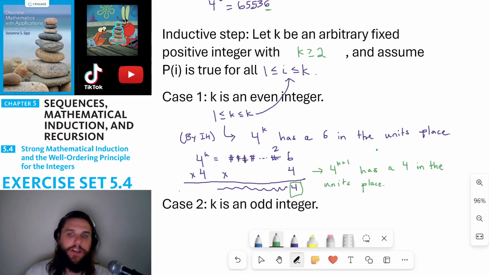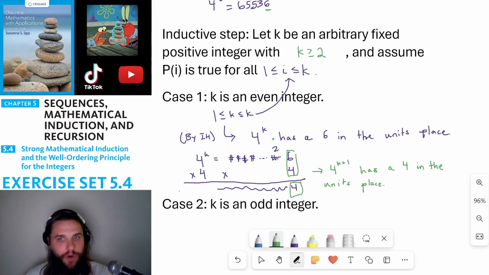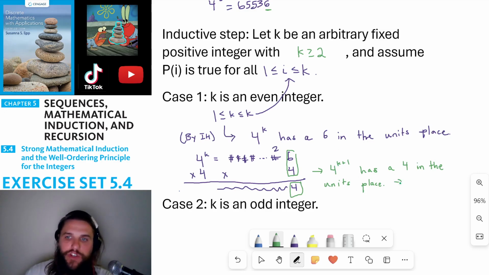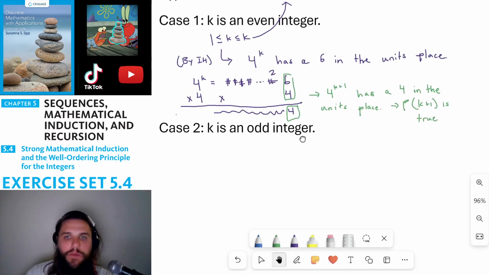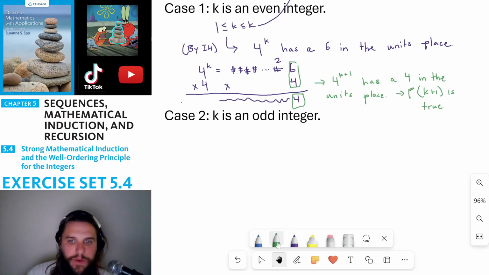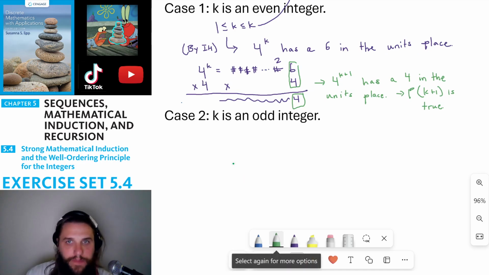We know that because once we do this first multiplication, like we normally do multiplication, we get 24, we bring the 4 down, and we carry the 2. But once we bring that 4 down, that units place is a 4, and it's locked in. So that means P of k plus 1 is true. So now we need to move on to case 2, where k is an odd integer.